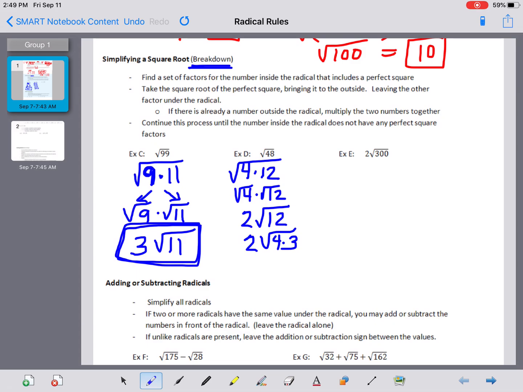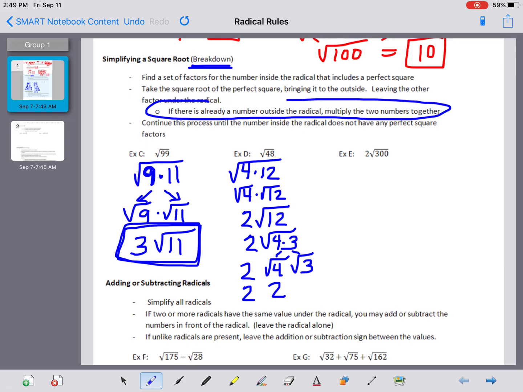Okay, so this is where we have to be careful now. So I have this 2 outside. I have a square root of 4, and I have the square root of 3 when I split this apart. The square root of 4 is 2, and there's already a 2 outside. If there is a number outside the radical already, you have to multiply the two numbers together. So 2 times 2 is 4, so we get 4 square root of 3. These multiply together, okay?